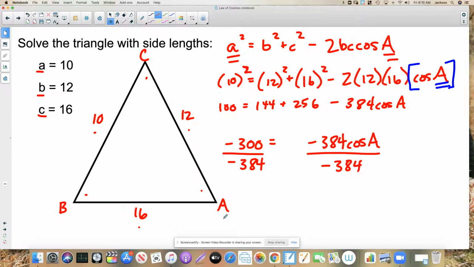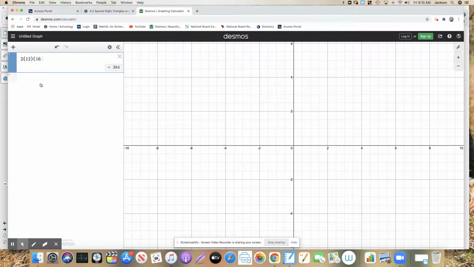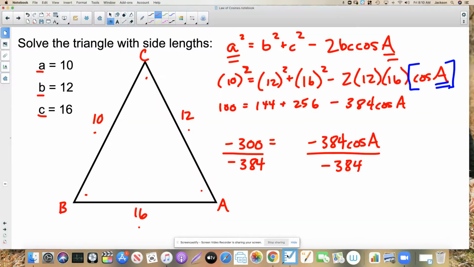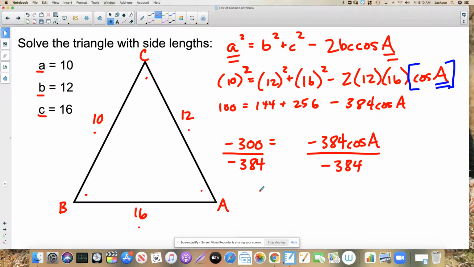And that's what Desmos is for. Now we definitely need that. What's 300 divided by 384? I'm going to see if I can get that as a fraction, and we've got that toggle button over here. So we get 25 over 32. I'm going to keep that 25 over 32. We had to divide by a negative. Negative over a negative is positive, and this is equal to the cosine of A.